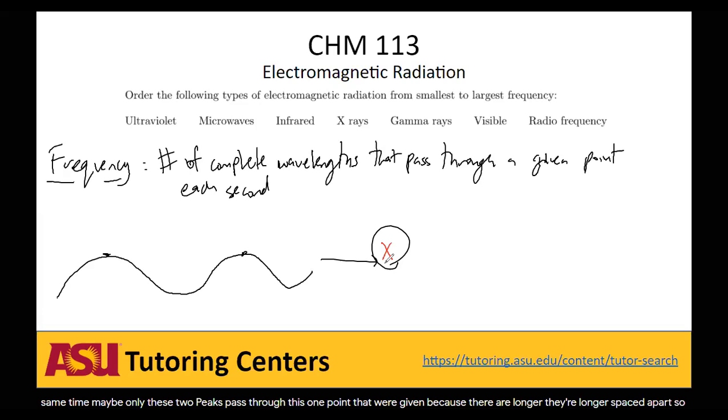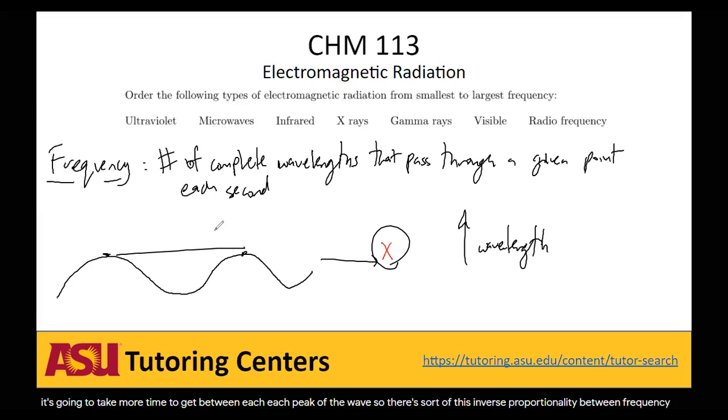So there's this inverse proportionality between frequency and wavelength. As you increase wavelength, as the waves get further apart, it takes more time to travel from the top of one wave to another. So increased wavelength leads to decreased frequency. And the same goes vice versa. Okay, so that's frequency and wavelength in general.